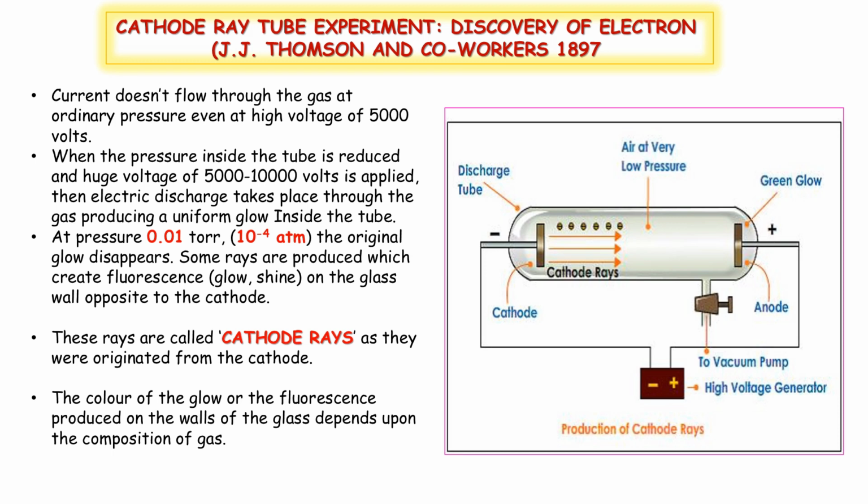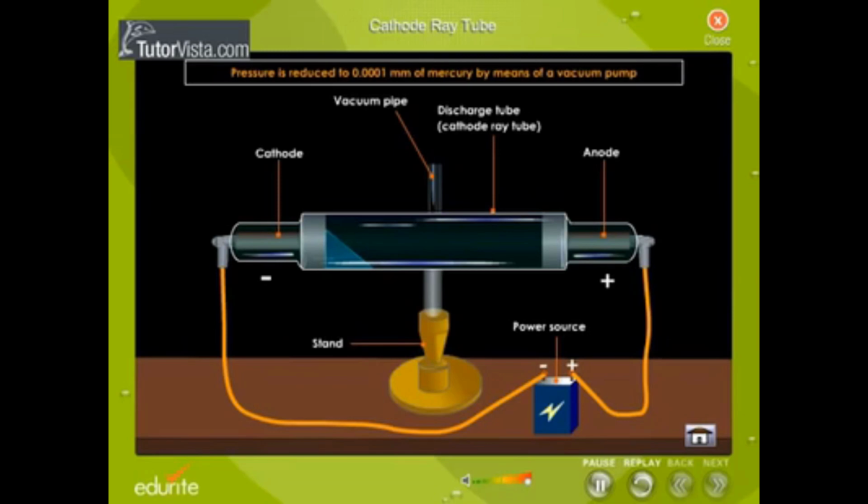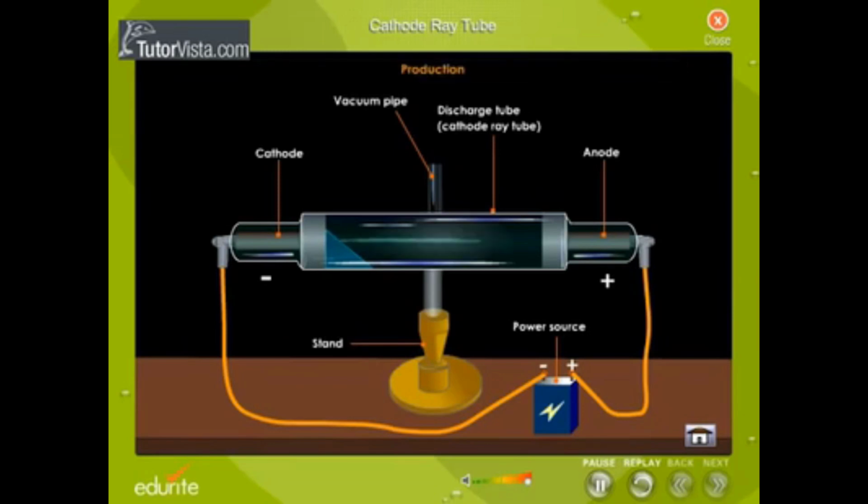Next you will watch a small video clip in which you will see the shiny rays produced in the discharge tube. By means of a vacuum pump, a glow is seen on the walls of the glass tube. The bright fluorescence glow is due to the striking of the rays.